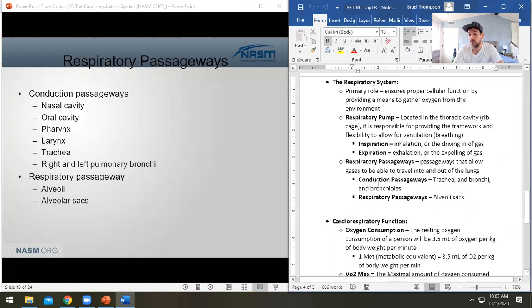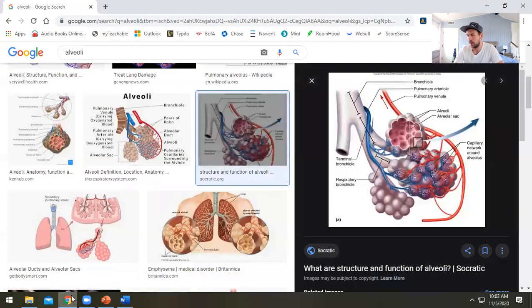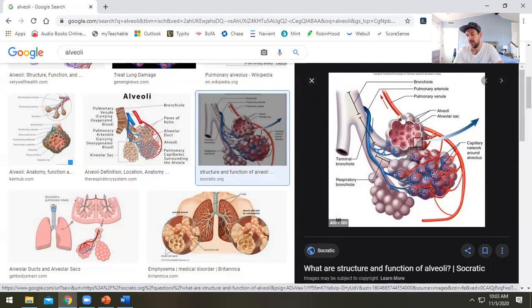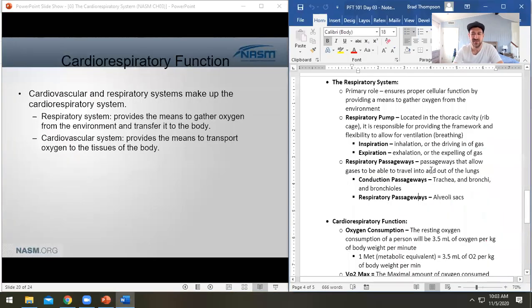Your respiratory passageways, that's your conduction passageway and your respiratory passageway, which is the alveoli and the little alveolar sacs. Technically, and nobody ever makes this distinction, this branch is the alveoli and the sac is the sac, but that is your respiratory system's anatomy.